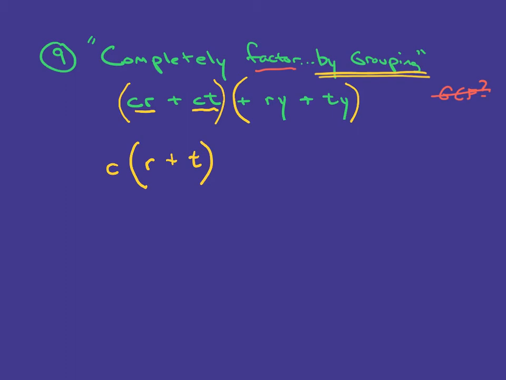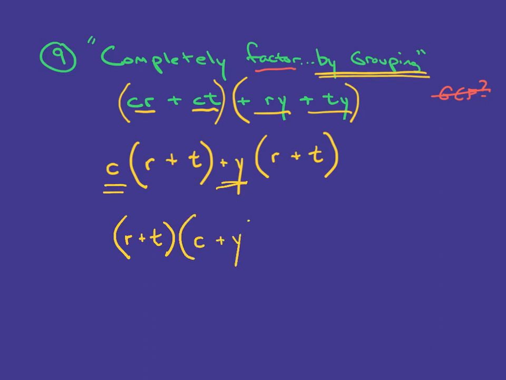Moving on to the second parentheses, we've got a y that we can take out, a positive y. And then rewrite. When you take y out of that first term, you're left with r. When you take y out of the second term, you're left with t. So that's the first step. The second step is noticing that we've got a common binomial here, r plus t, r plus t. Anytime you have a common factor, you can take that out. So we'll go ahead and do that. The r plus t part we'll take out, and we're just going to multiply it by the things that were outside, the c plus y.